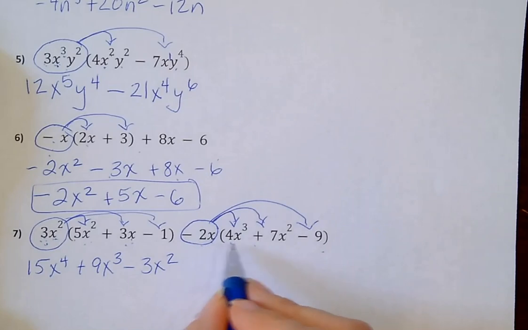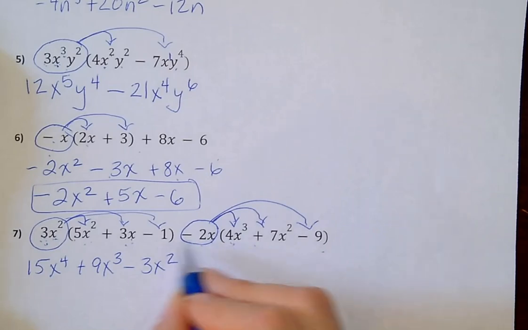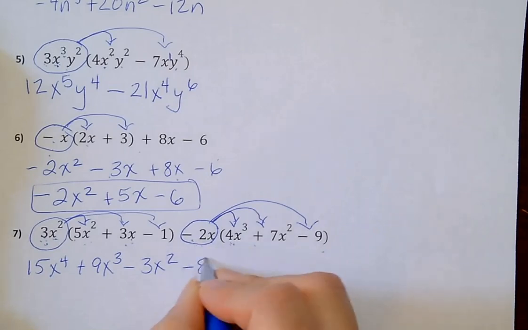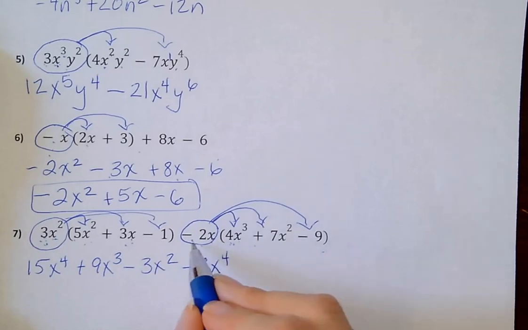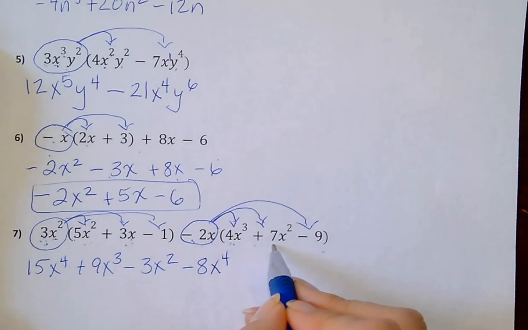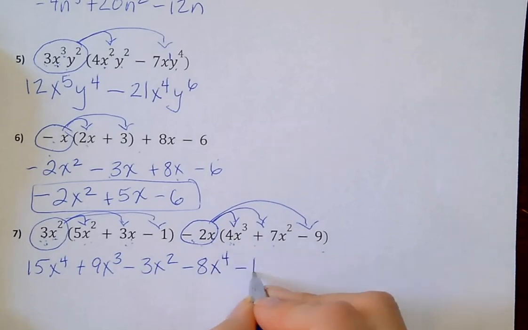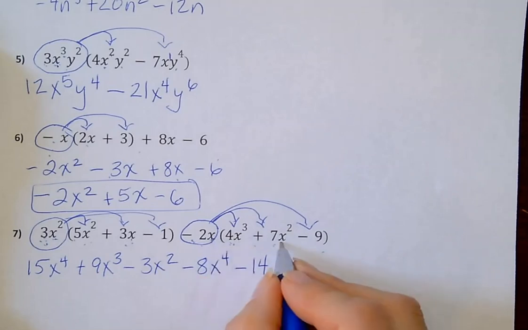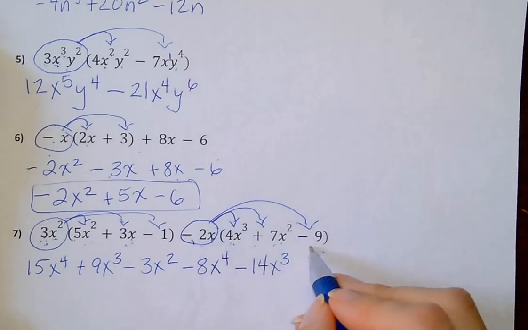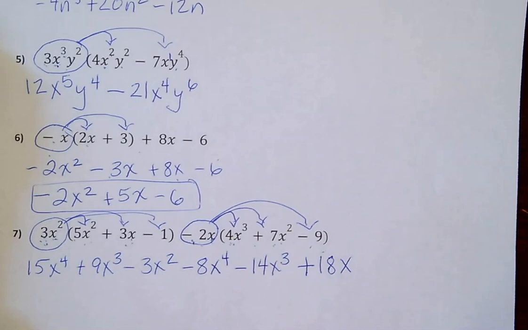All right, so I have negative 2x times 4x cubed. So negative 2 times 4 is negative 8, and x times x to the 3rd is x to the 4th. Now I have negative 2x times 7x squared. So that's negative 14, right? Negative 2 times 7 is negative 14, times x squared is going to be x cubed. And negative 2x times negative 9 is going to be positive 18x. Okay, I'm not done because I need to combine like terms.